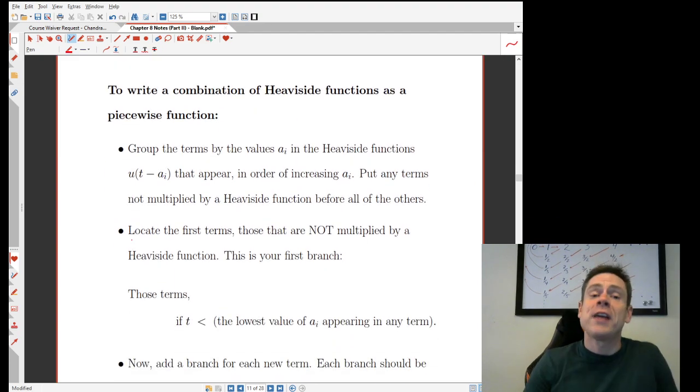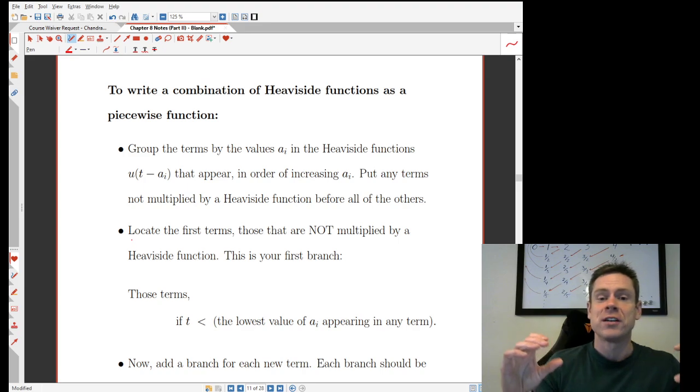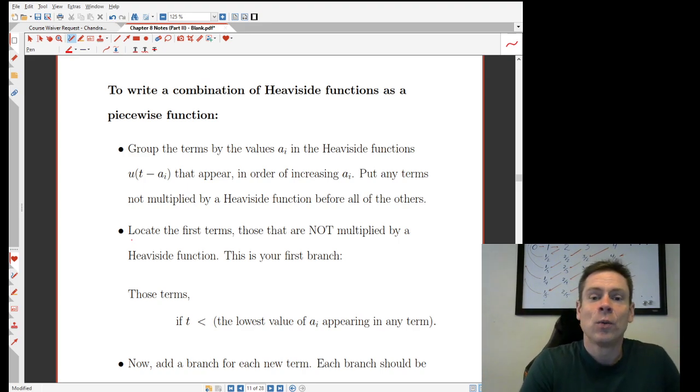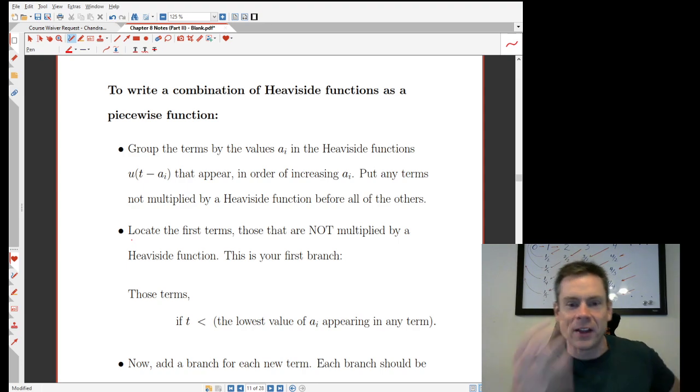Okay, so let's try to go the other way. If we want to instead write a bunch of Heaviside functions as a piecewise function, what you want to do is, I don't know, you kind of want to undo that. It is going to seem a little bit more complicated, but it's really not. You just have to think of what's happening, and again, remember what the u functions are doing.